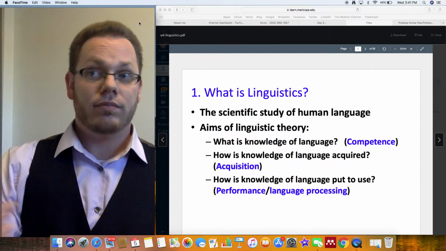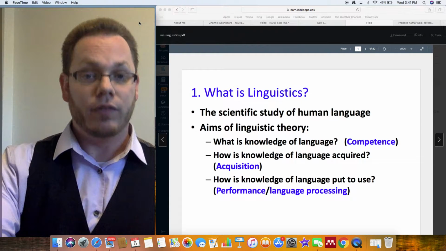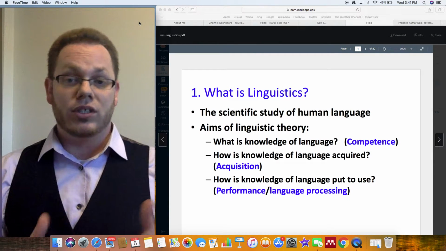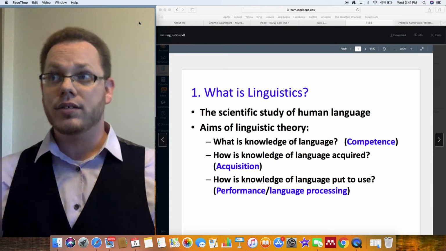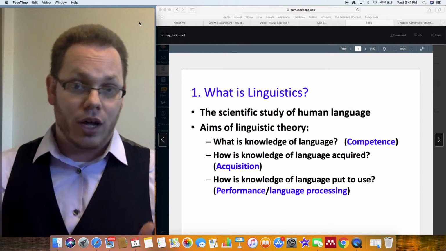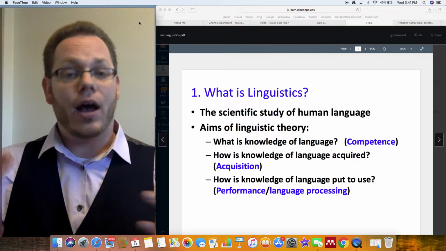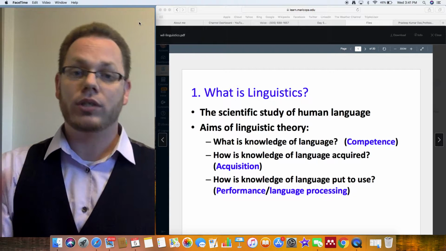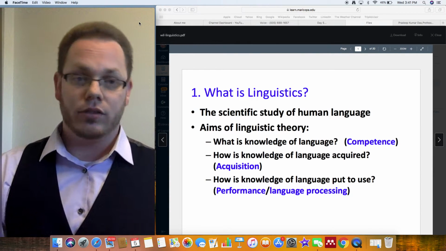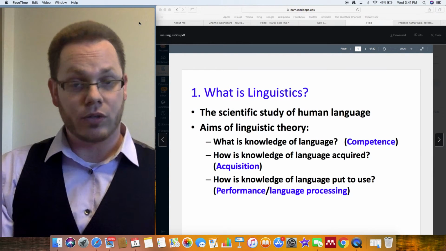So, again, linguistics is the scientific study of language. Often when linguists study language, they'll ask three questions connected to three big areas. What counts as language knowledge? How do we acquire that knowledge? And then how do we perform that knowledge? So what is knowledge of language? How is knowledge of language acquired? How is knowledge of language put to use? These are three big questions.